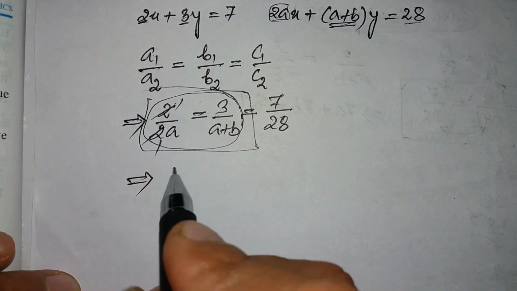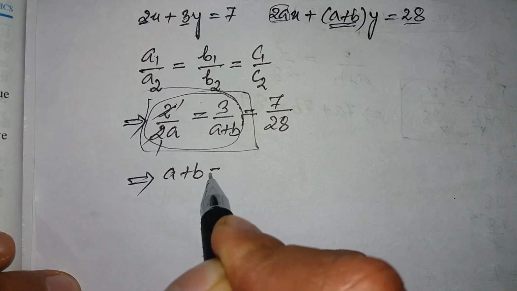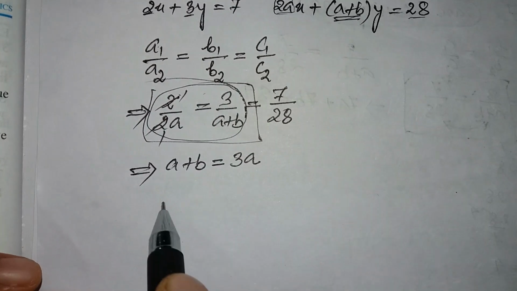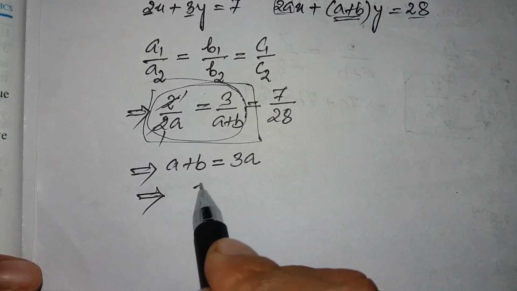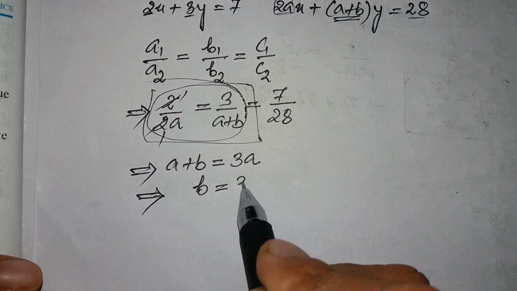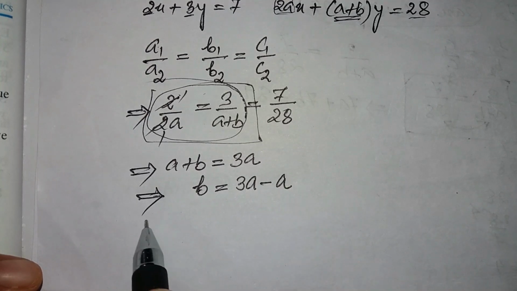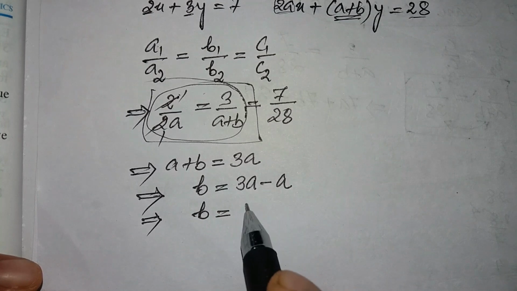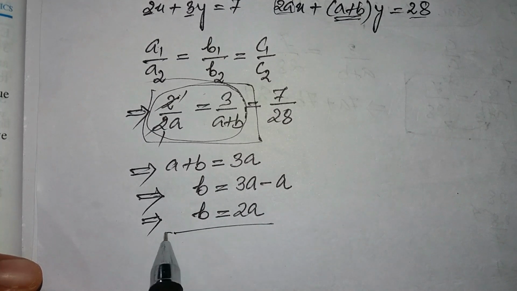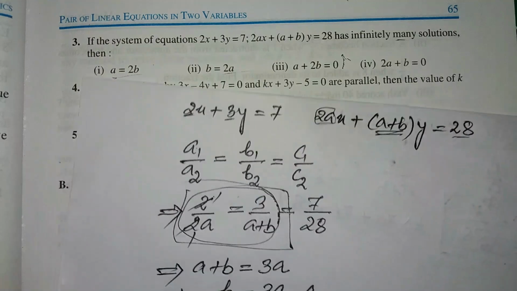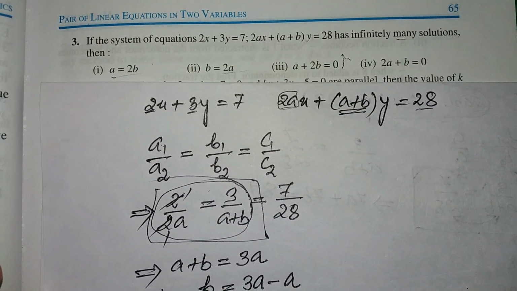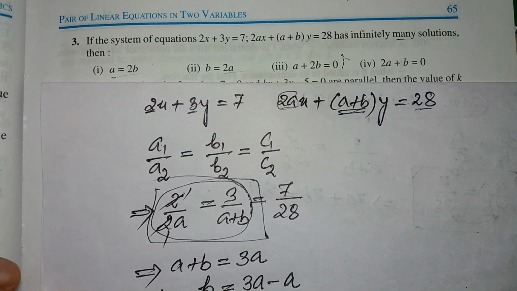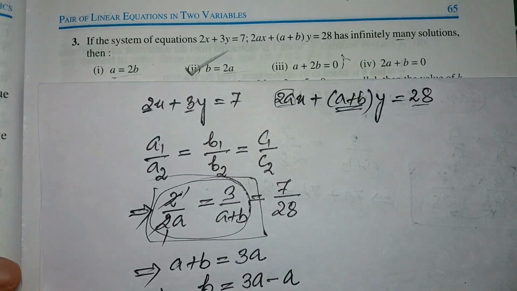Now 1 into a plus b is a plus b, and then a into 3 is 3a. Now if you transpose a to the right hand side, you get 3a minus 1 here. So now 3a minus 1 is 2a, so b is equal to 2a. Now let's see whether we have this in the given options. Okay, we have it here in the second option, so this is our right answer.